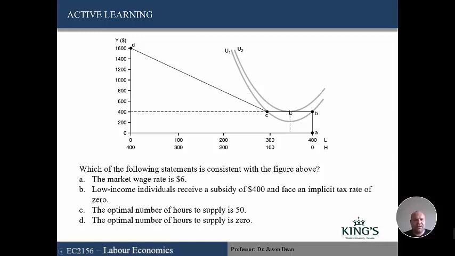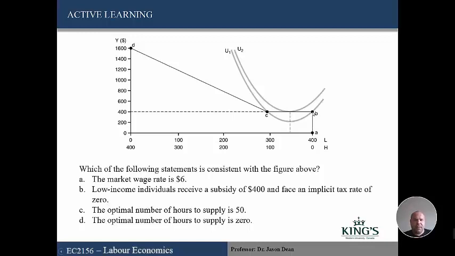So that would be here at this point, and that would correspond to 50 hours of labor. Okay, so we see that D is wrong, and that C is actually the correct answer. Okay, B says that low-income individuals receive a subsidy of $400 and face an implicit tax rate of 0.